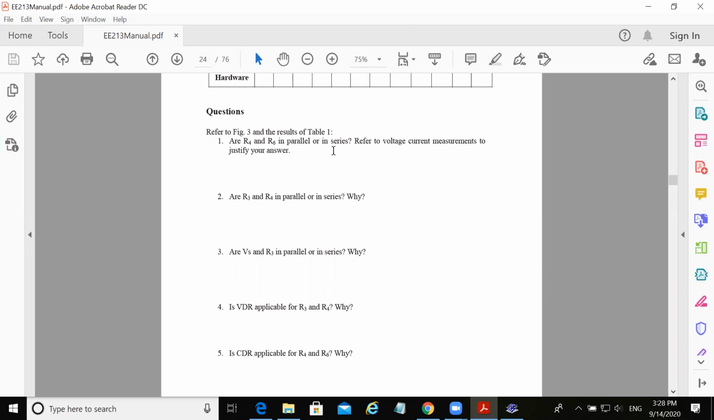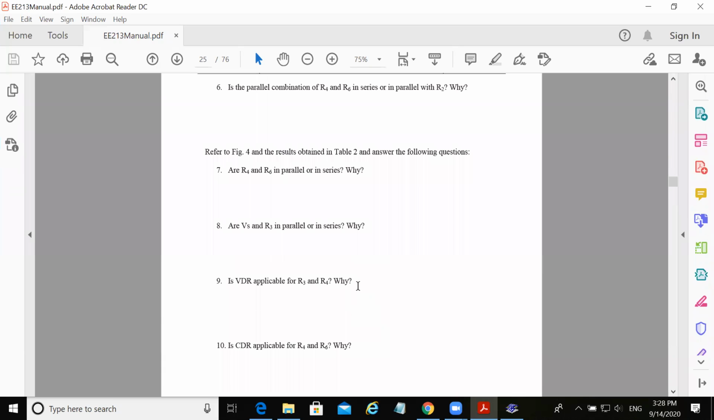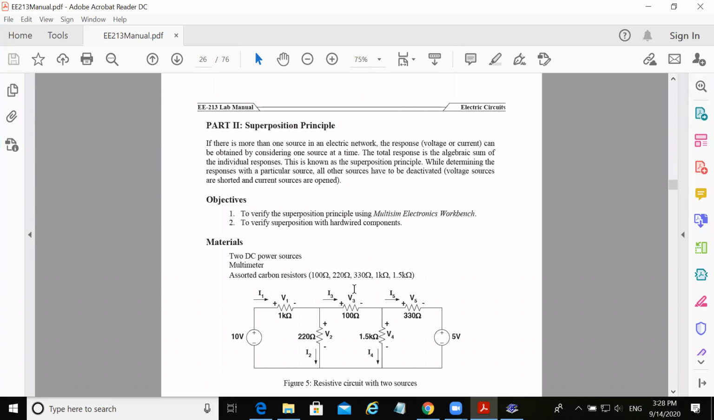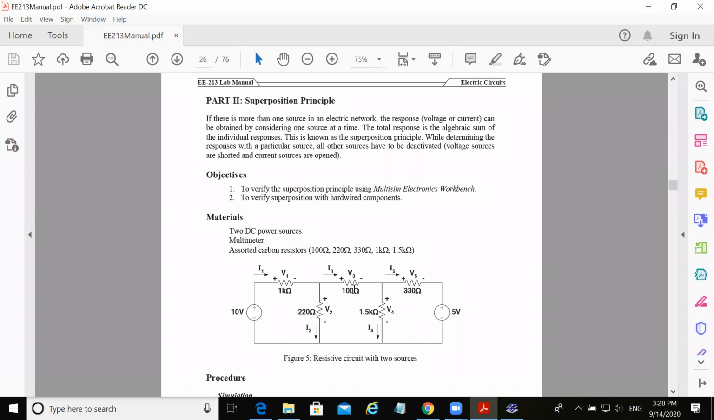They are basically revolving around the concept of parallel and series connections. Based on parallel and series connections, the concepts of VDR and CDR are also dependent on them. That's why questions number 4 and 5, for example, are also indirectly concerned with the parallel and series concepts. So please go through all of these questions and answer them. There are a number of questions here, and you don't have to write lengthy answers. Just write to-the-point answers, whatever we are asking you.